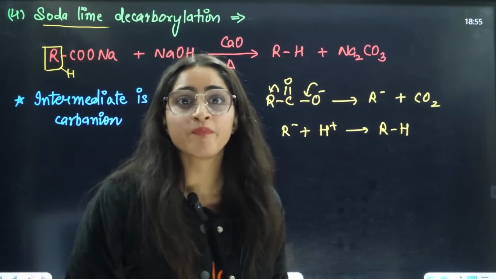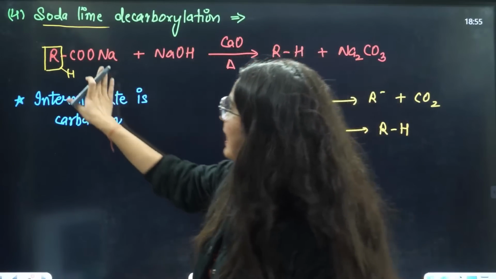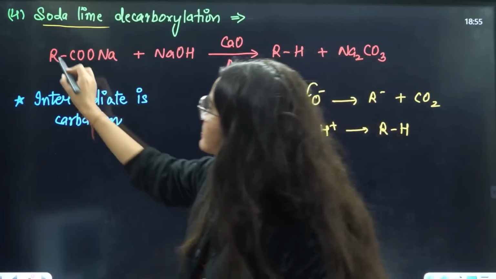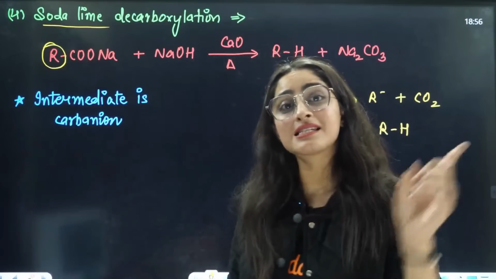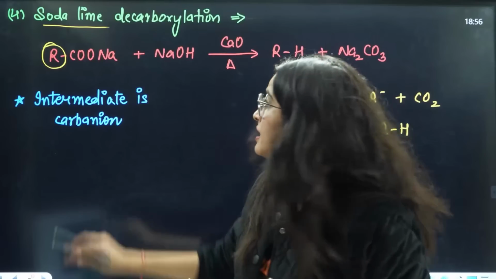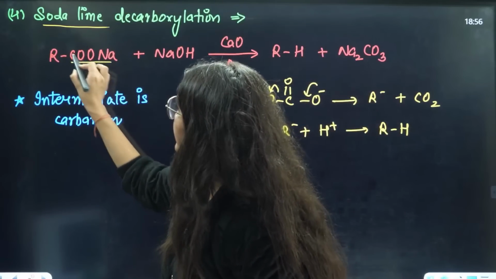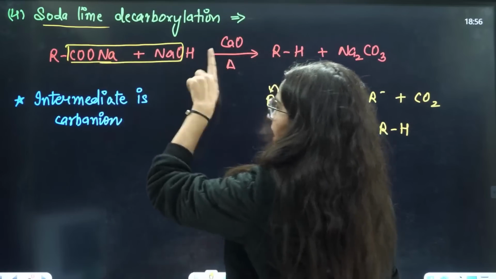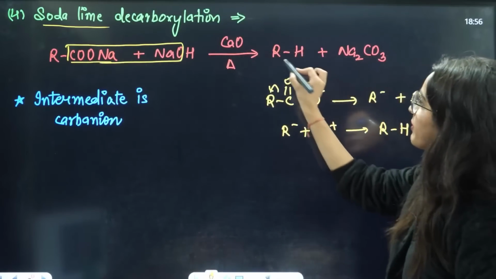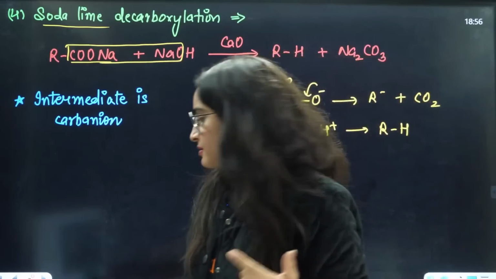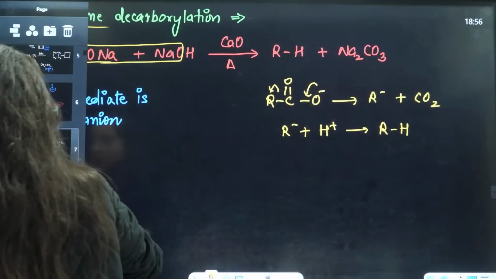That means if you see the alkyl chain in that carboxylic salt, the same number of carbon will be formed as in the alkyl chain. This carbon will be eliminated, and this R and this H will join together, and you will have the formation of RH. But when you talk about Kolbe's electrolysis, I will also show you the comparison here.